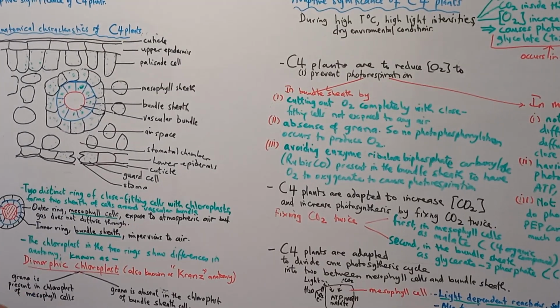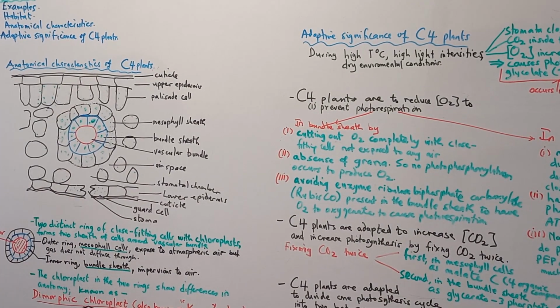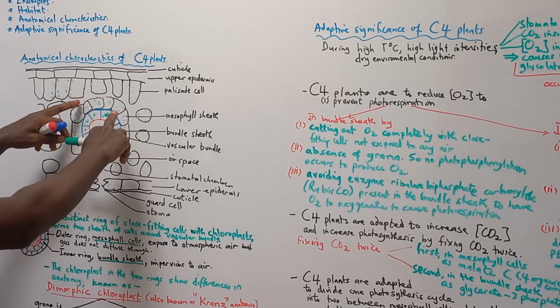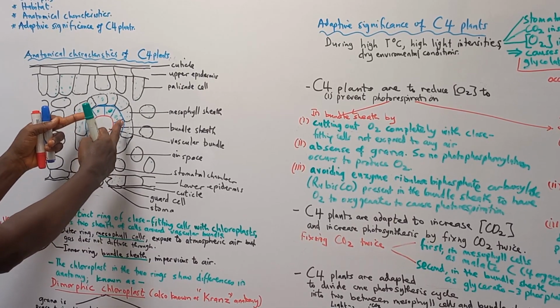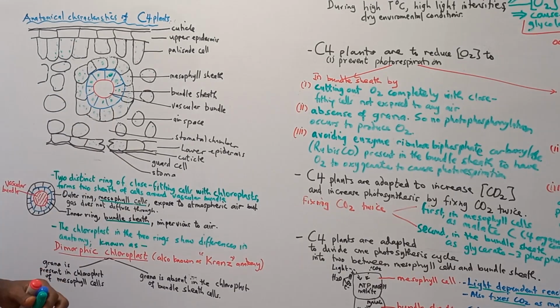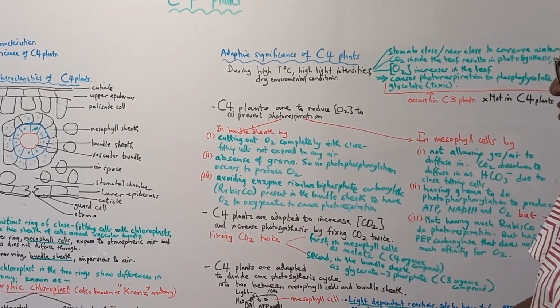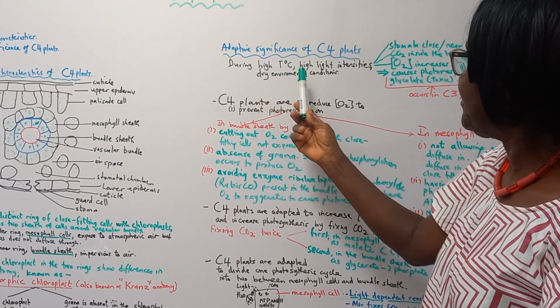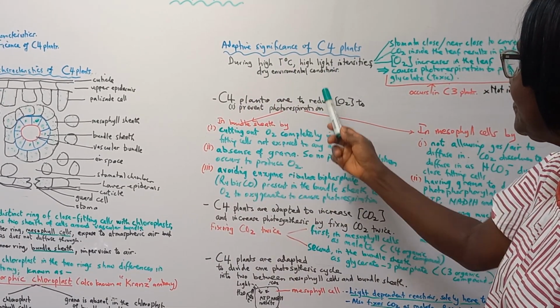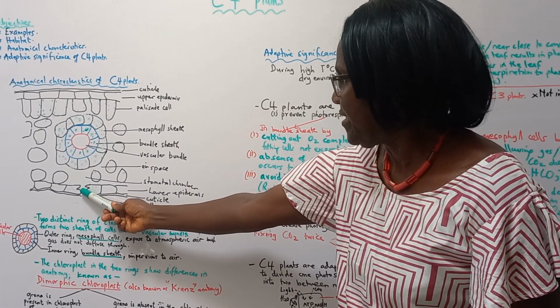The next thing we want to discuss is, what is the adaptive significance of C4 plants? Why these two rings of close-fitting cells around the vascular region? The adaptive significance of C4 plants, as we said, during high temperature, high light intensities, and dry conditions, the stomata will close during the day.